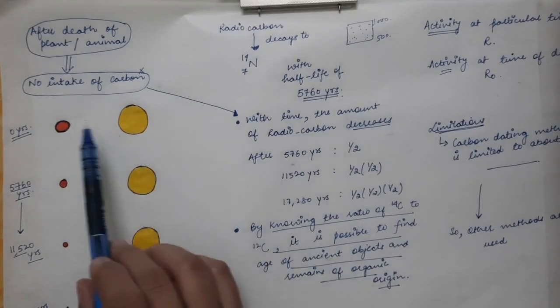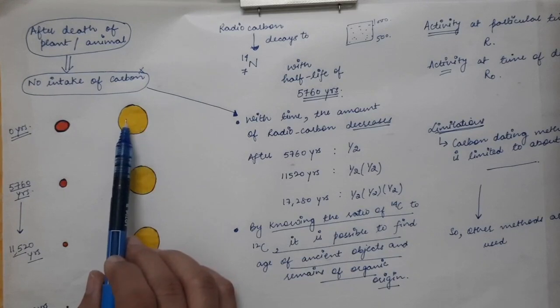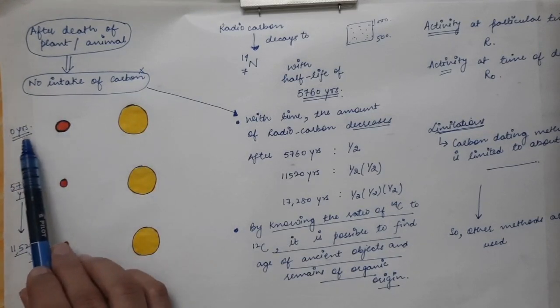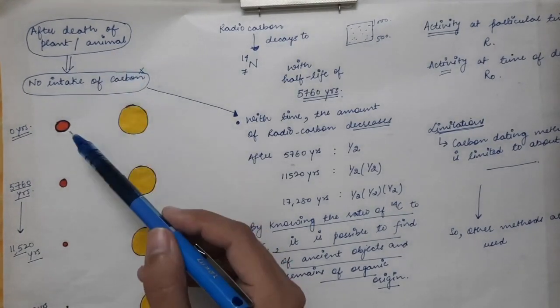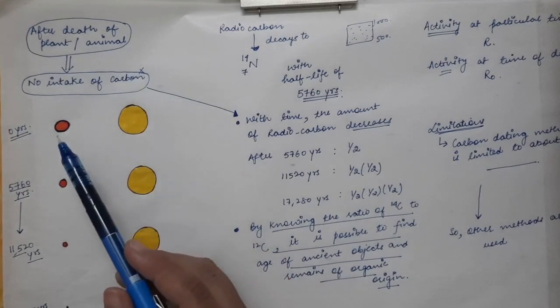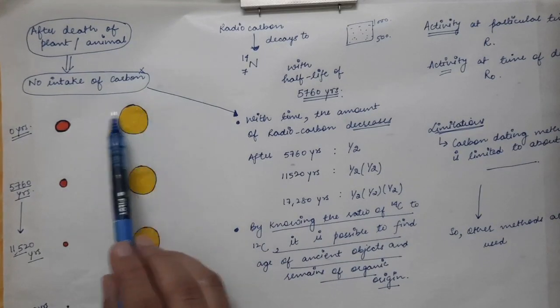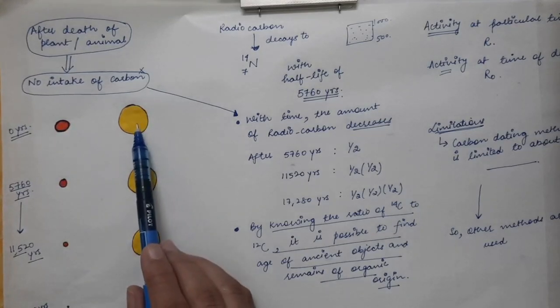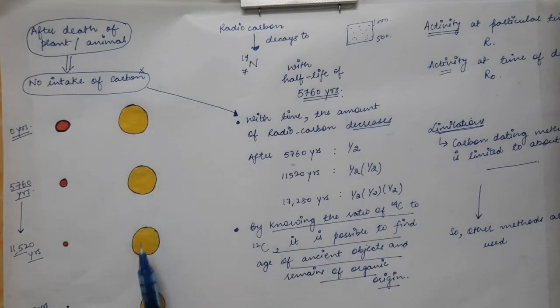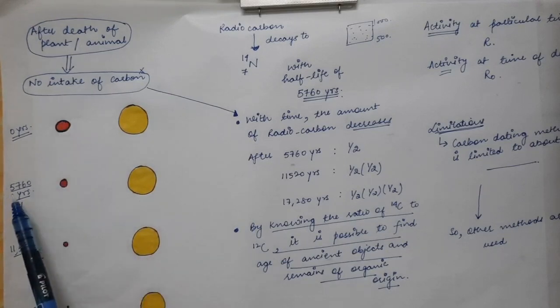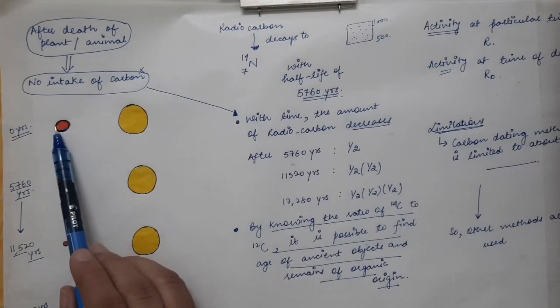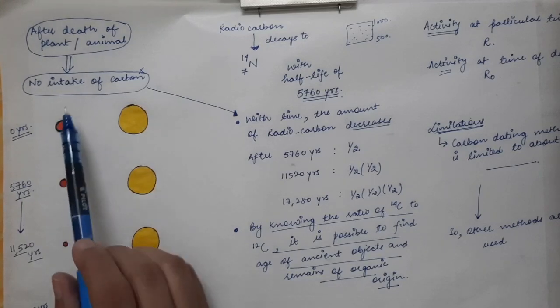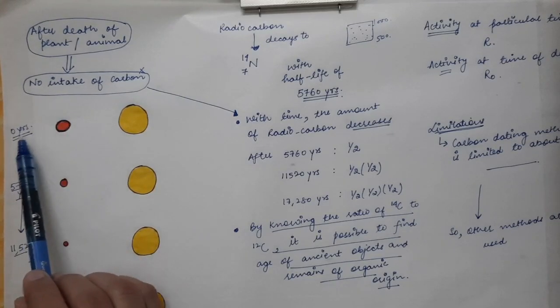Now this was the case when the plant or animal has just died. So we have referred to it as 0 years, meaning no time has elapsed. But after the death of the plant or animal, as time increases, the quantity of radioactive carbon will decrease, whereas the quantity of ordinary carbon will remain the same over the years. This is the amount of radioactive carbon which was present at the time of death, that is at 0 years.